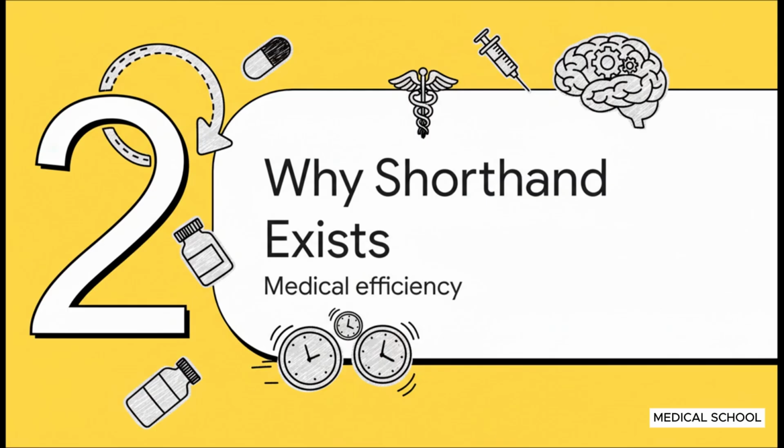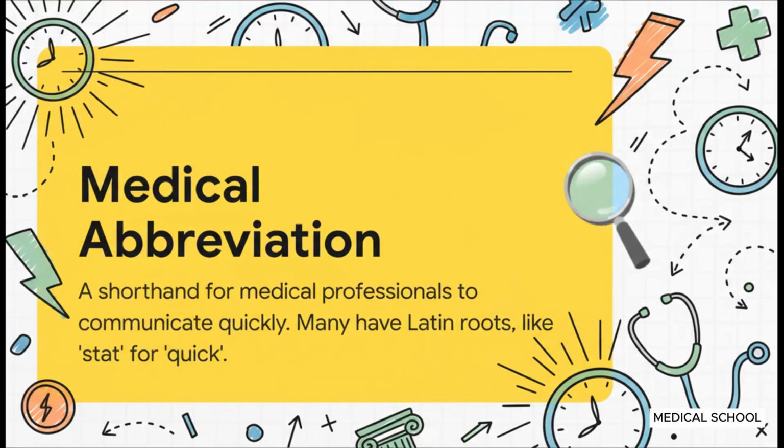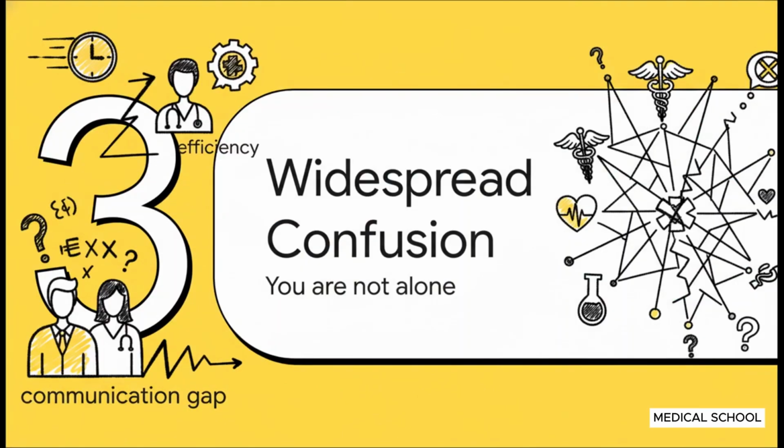Okay, so if it's not some secret plot, why does all this shorthand exist in the first place? And that brings us right into section 2. It really all boils down to two things: speed and efficiency. In a crazy busy hospital or clinic, yelling "stat" is just way faster than saying, "I need this done immediately for this patient." It's a system born out of pure necessity, with a lot of its roots in Latin, all designed to make treatment happen faster. But here's the flip side. That efficiency for doctors and nurses can create a huge communication gap with patients. And as we're about to see in section 3, this isn't just a small issue, it is a massive one.